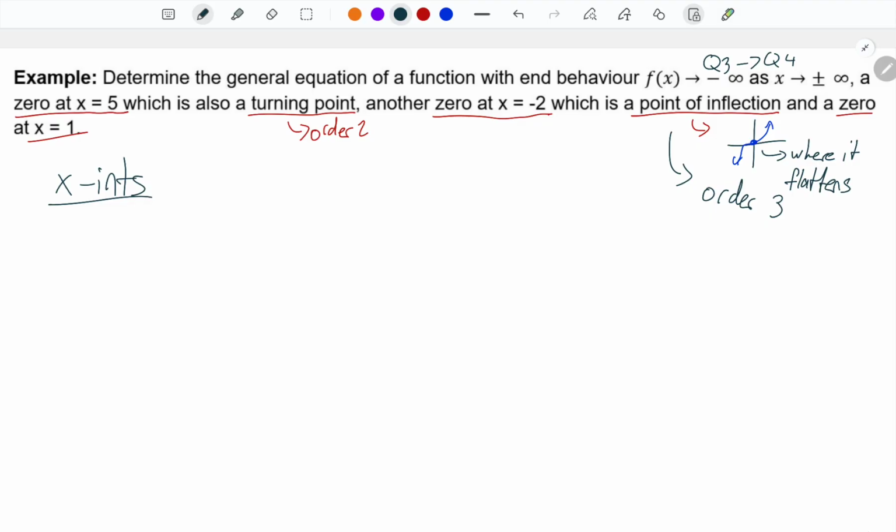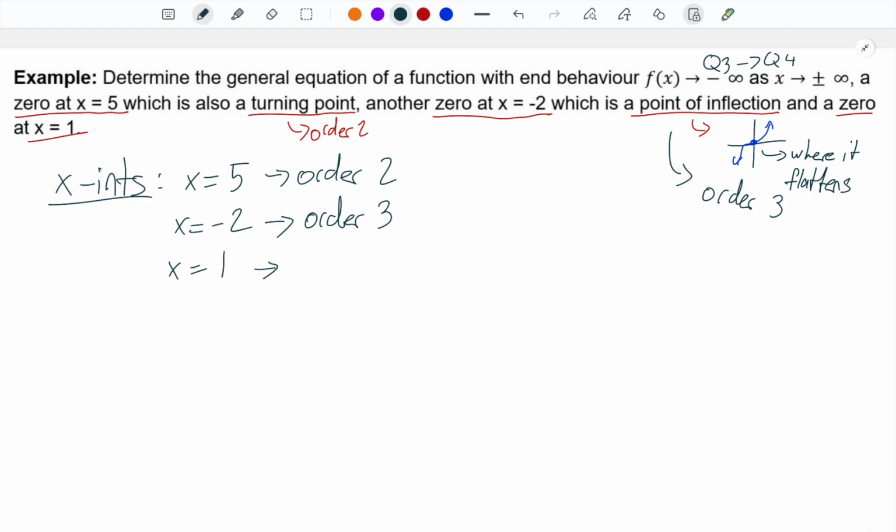Okay. So let's put down those zeros, or the x-intercepts. So let's start with that. And we have x equal to 5, order 2, x equal to -2, order 3, x equal to 1. And the question is, do we know anything about the order at x equal to 1? It might seem like we know nothing about it, but we can actually use a little bit of information.